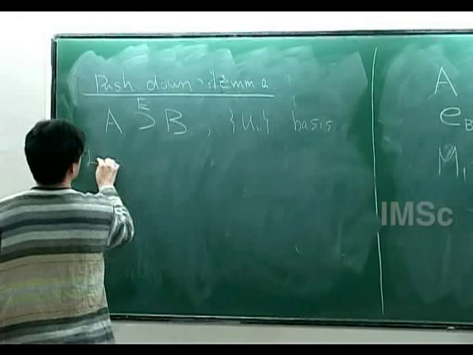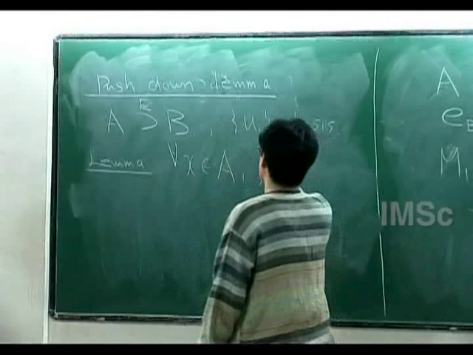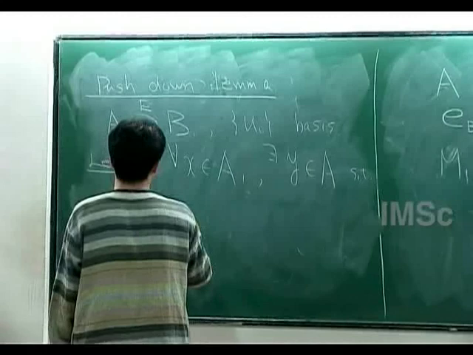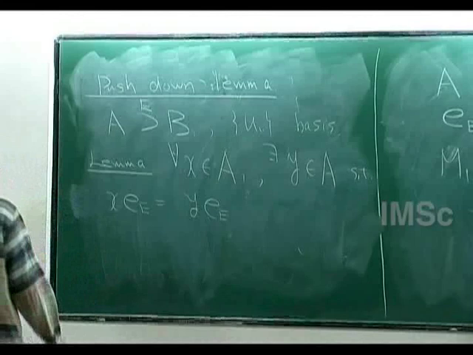So the pushdown lemma says the following. For any element x in A1, there is a unique element y in A satisfying this form. This is the so-called pushdown lemma of Pimsner-Popa.